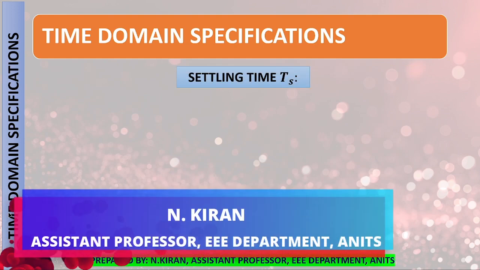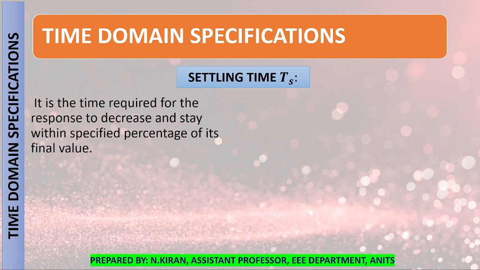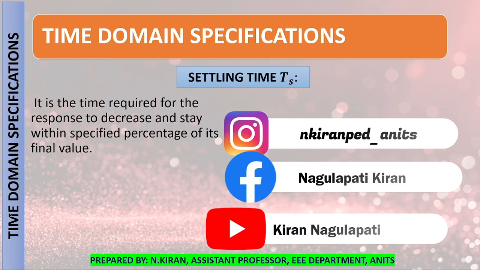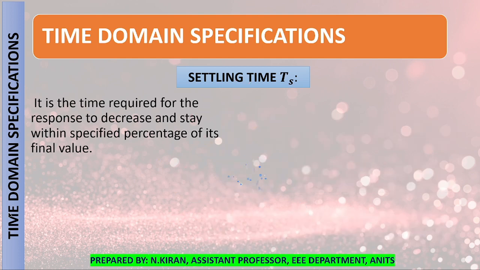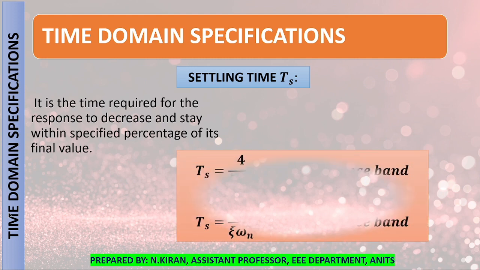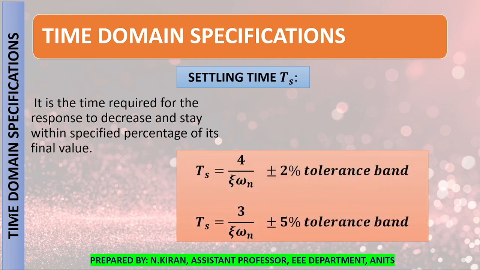And the fifth and last time domain specification is settling time, denoted by TS. It is defined as the time required for the response to decrease and stay within the specified percentage of its final value. And its expression is given as 4 by zeta omega n if plus or minus 2% tolerance band is allowed. If it is 5% tolerance band, then its expression is given as 3 by zeta omega n. So we have finished defining all the time domain specifications.